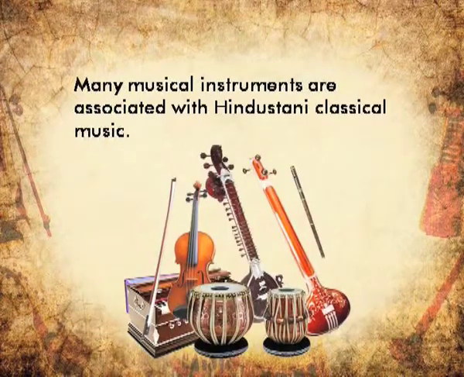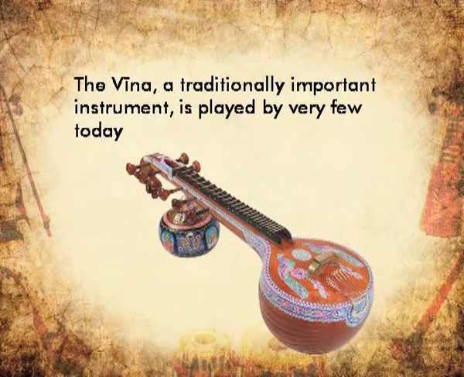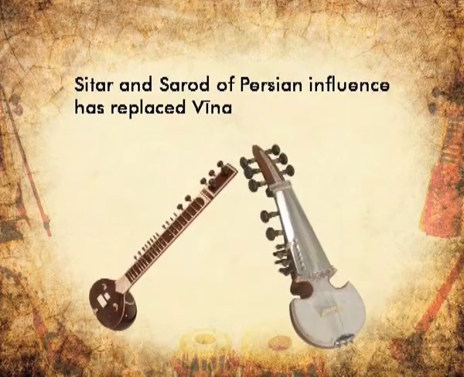A number of musical instruments are associated with Hindustani classical music. The veena, a string instrument, was traditionally regarded as the most important, but very few play it today, and it has largely been superseded by its cousins, the sitar and the sarod, both of which owe their origin to Persian influences.